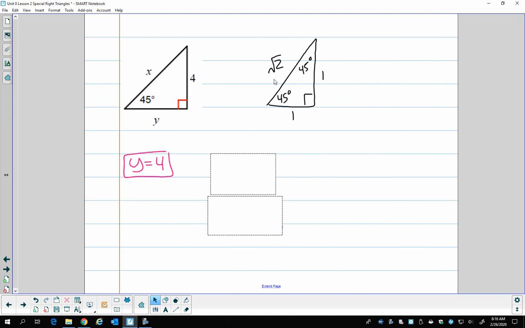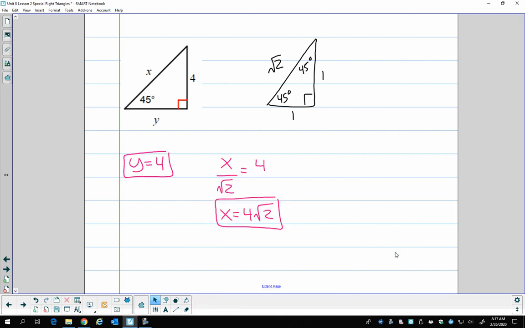Now I can write a proportion to solve for x, so the hypotenuse is x over root 2, and then I can write another fraction, 4 over 1. And like I've been saying, that divided by 1 helps you set up the proportion, but then becomes kind of unnecessary. And so I can solve this by multiplying both sides by root 2, and I get x to be 4 root 2. I can't multiply the 4 and the root 2 unless I want a decimal, so I'm going to keep it this way as 4 root 2.